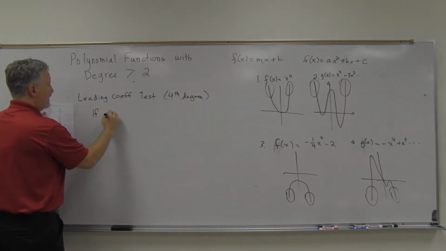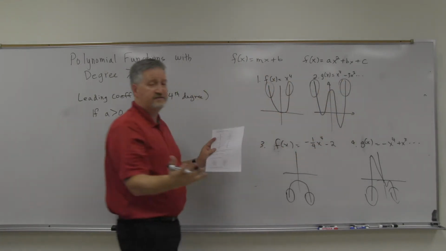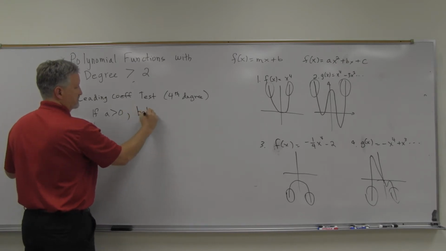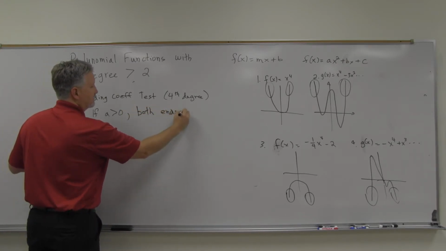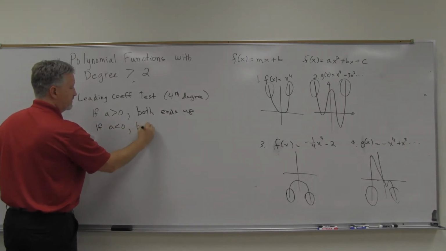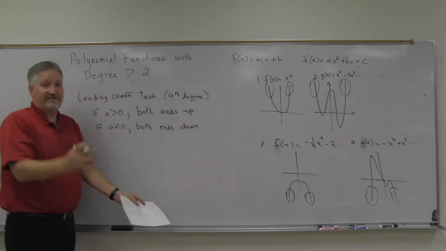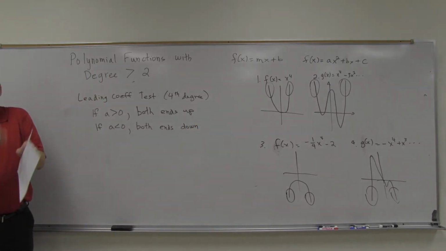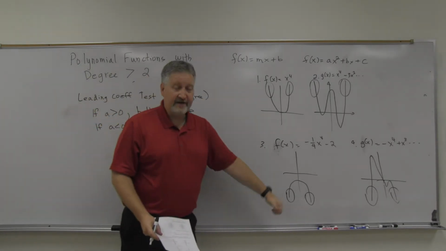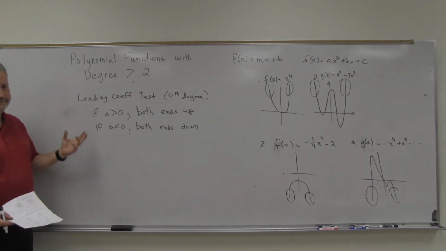If A is greater than 0, we have a positive A, 1x to the 4th. So if A is greater than 0, it's easier because both ends are up. If A is less than 0, that goes the other way, both ends down. Now, there may be a lot of other stuff in the middle. There may be some ups and downs in the middle, or it may just go up and then back down, but that's what we can definitely tell from the equation with the A.